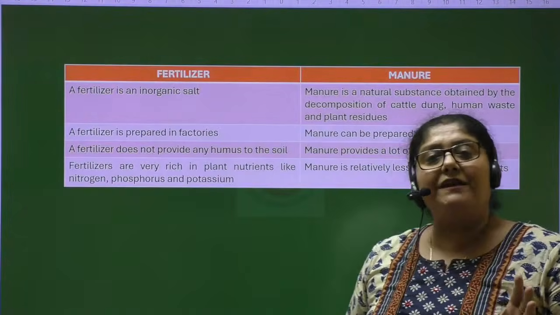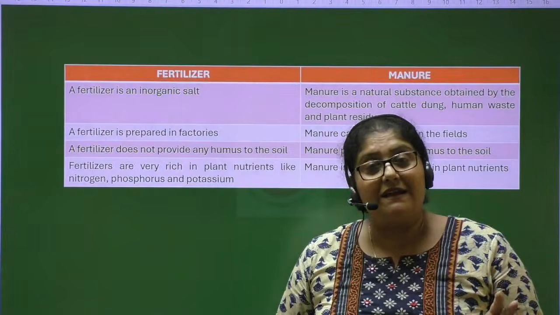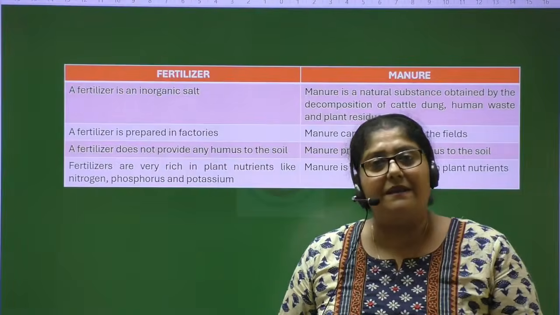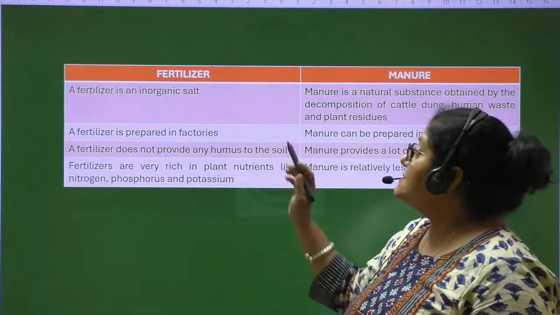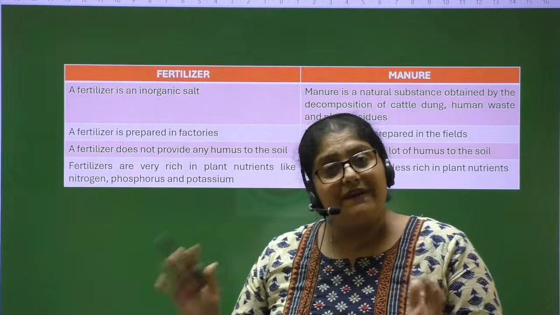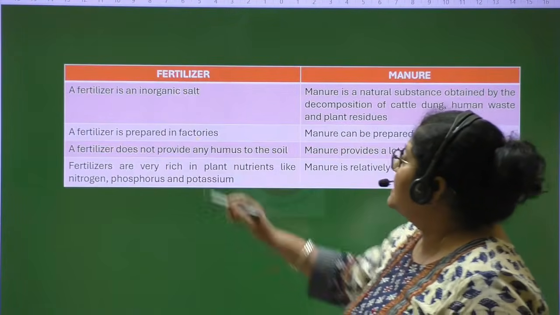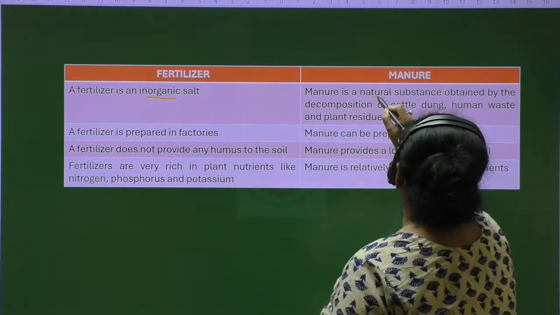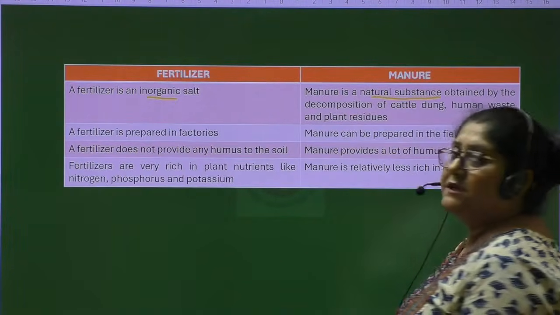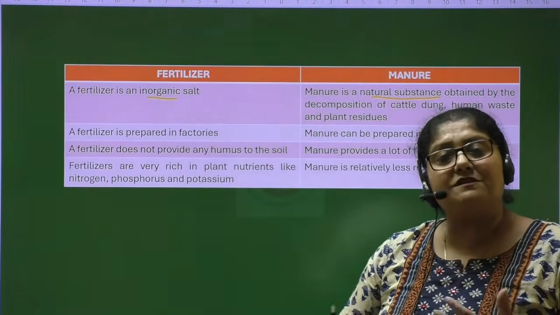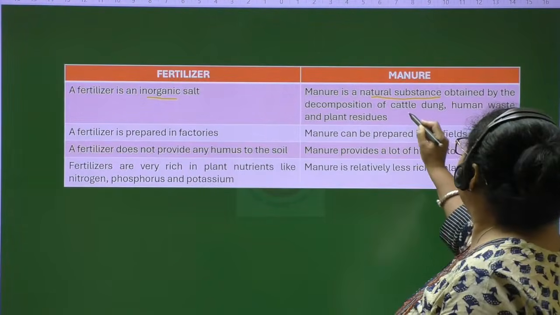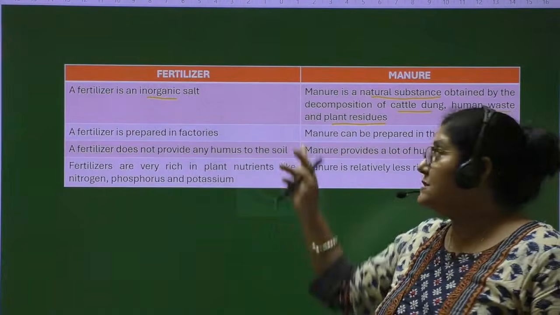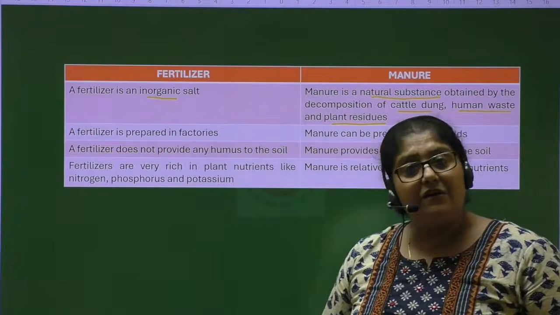So you've learned that manure is something which is organic, which comes from an organic source, that means it comes either from a plant or an animal, and a fertilizer is something which is made in the factories. Now let us see the differences. A fertilizer is an inorganic salt, whereas manure is a natural substance obtained from decomposition. Decomposition means the breakdown of cattle dung, human wastes, plant residues. So this is an organic product, whereas here this is an inorganic product.